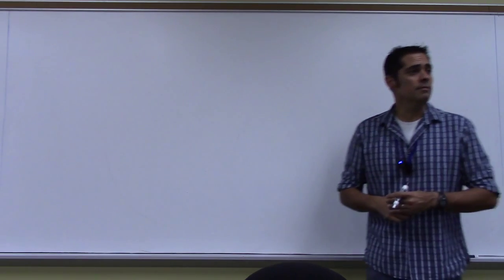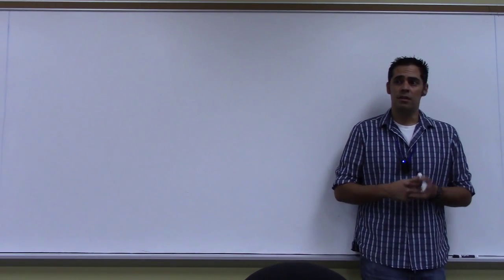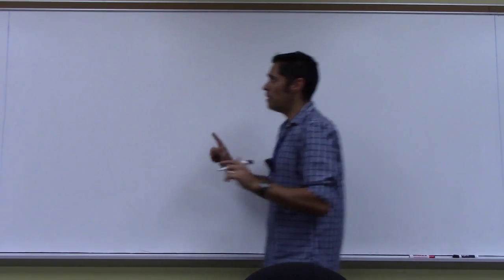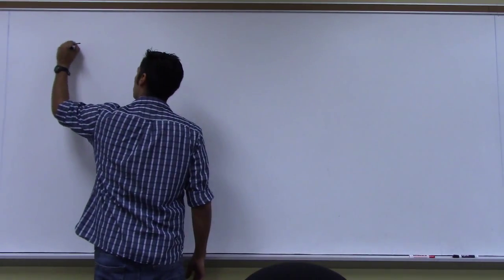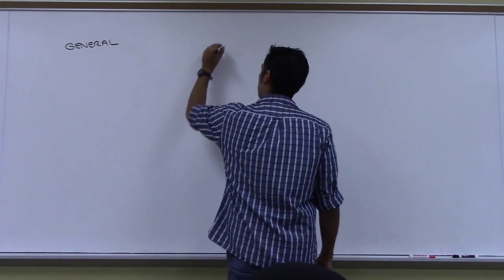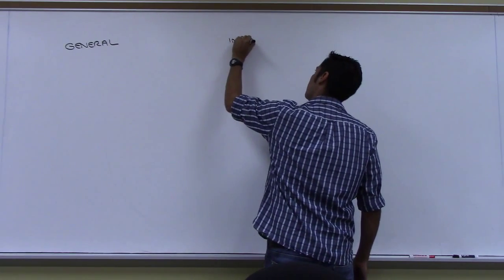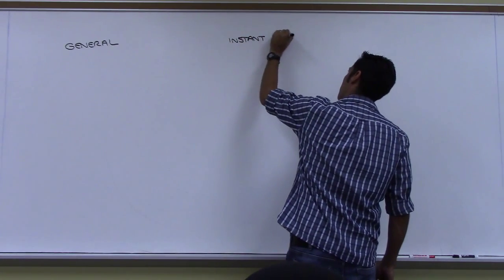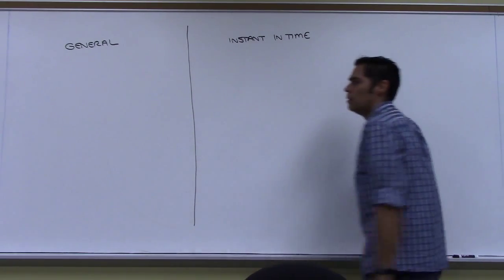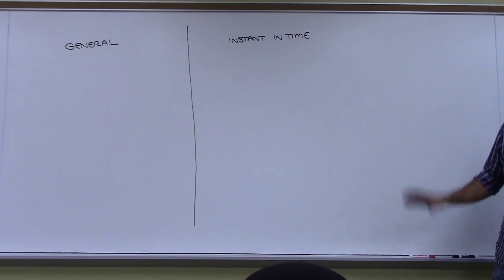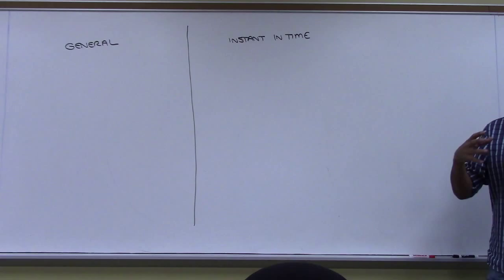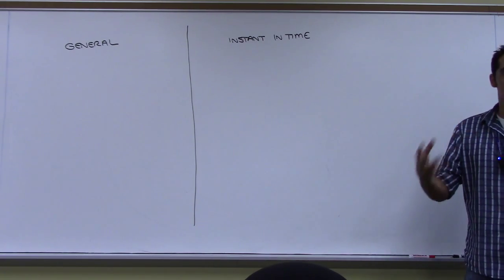What I recommend you do, in all these problems, is draw two pictures of what's happening. You're going to have one picture, which we'll call the general picture, and then another picture, which we'll call the instant in time picture. And then we'll draw both pictures and label them with variables and whatever constants we know.